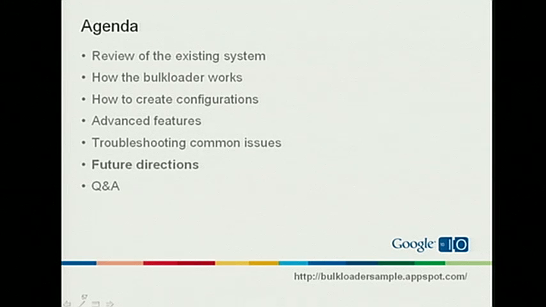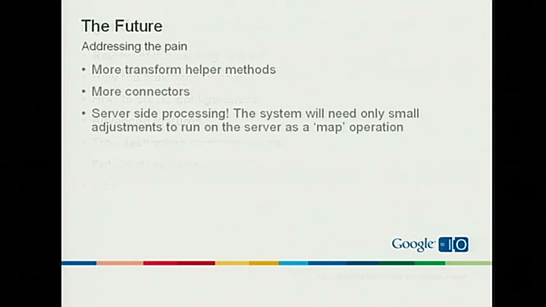All right, so let me talk a bit about future directions, addressing the pain. The whole point of the bulk loader, of course, is to make your life easier when you're moving data in and out of App Engine. I've just shown you some of the transforms today. You may have noticed that I said transform helper instead of transform. That's because I wrote them in the demo app instead of in the actual SDK. We'll be adding more useful ones in the SDK.